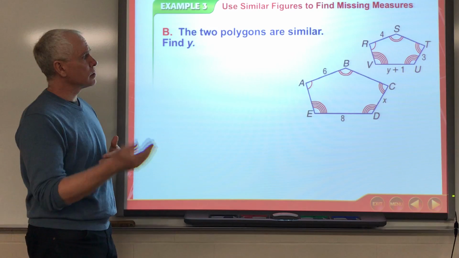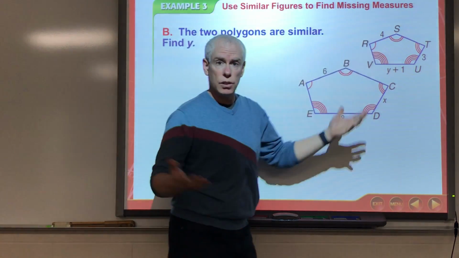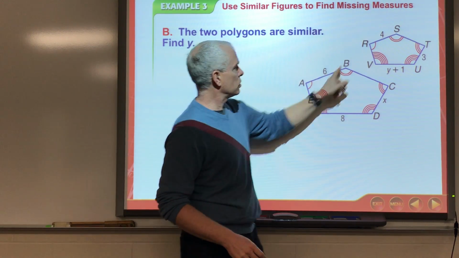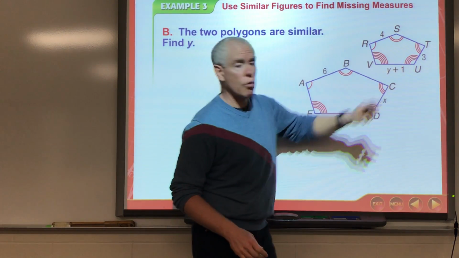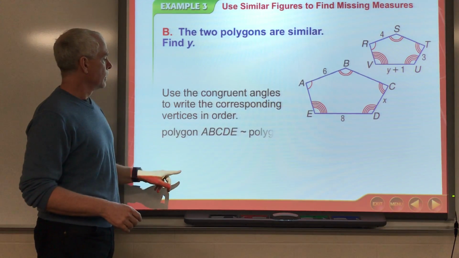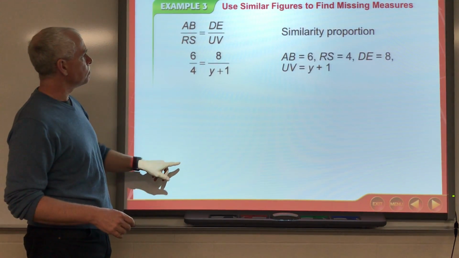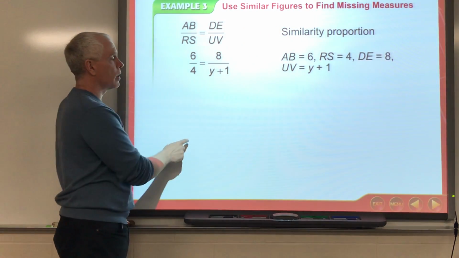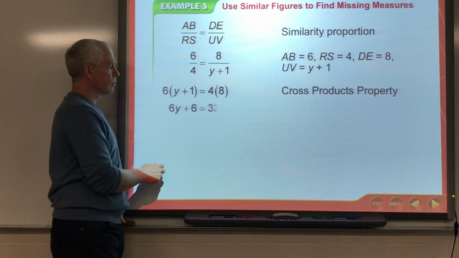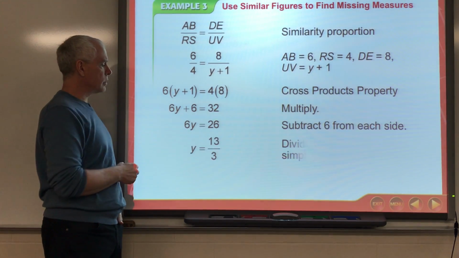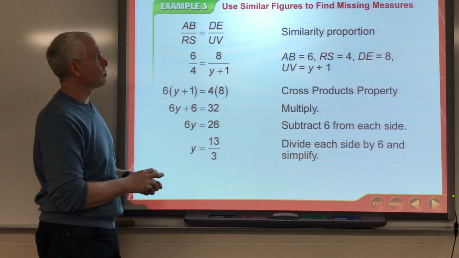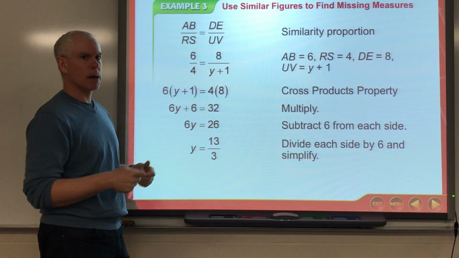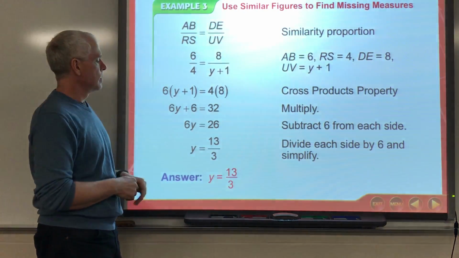Again, they're similar. This time find y. Well, 6 over 4 is still corresponding, but the y plus 1 corresponds to the 8. So 6 over 4 is going to equal 8 over y plus 1, okay? So we're going to set up that proportion on the next screen. Remember, when you cross multiply with the 6, you have to distribute the 6 to both the y and the 1. So put parentheses, okay? Subtract 6, divide by 6, you get 13/3 for y, okay? The actual math is not terrible. It's going to maybe take you a little bit to figure out setting up the proportions, but I think you guys will be fine on this, okay?